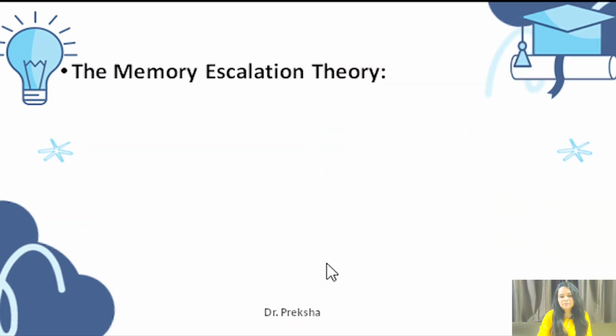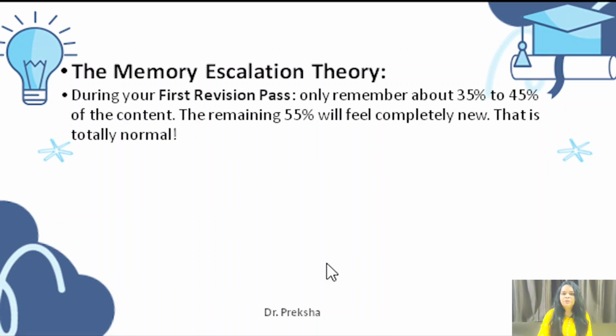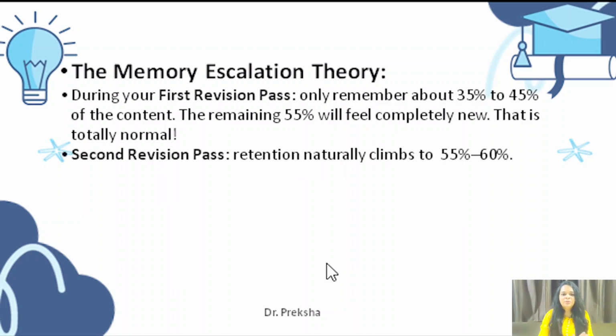Most of the students complain that whatever they have studied previously, they tend to forget as time passes. I can explain that with the help of a theory, and the name of that theory is the memory escalation theory. So let us understand what this memory escalation theory is. During your first revision pass, you will only remember 35 to 45% of the content. The remaining 55% will feel completely new, and that is totally normal. During the second revision pass, retention naturally climbs to 55 to 60%.